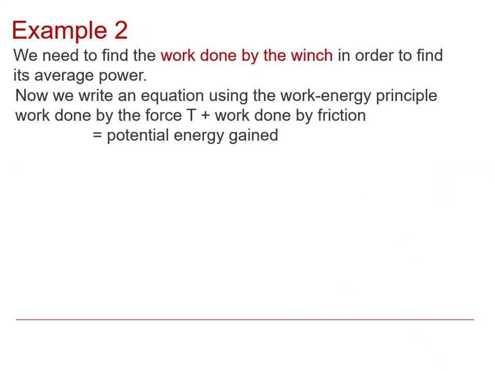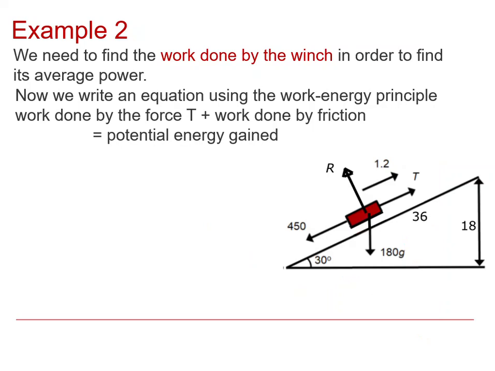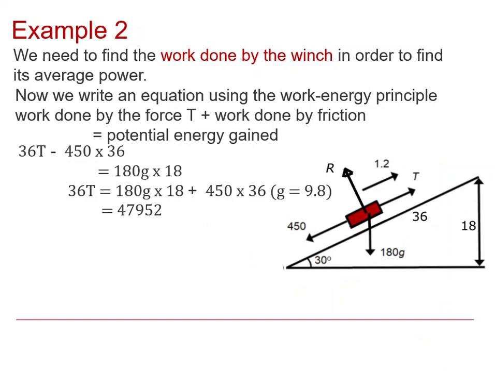So now we go into finding the work done by the winch, and for that purpose we're going to use the work energy principle, saying that the work done by the force T, that's what we're interested in, and the work done by friction will equal the potential energy gained. So there's our picture which is telling us how that all comes about. The figures work out like this.